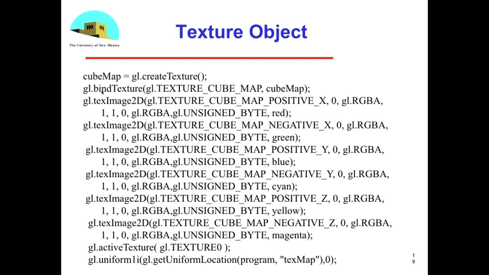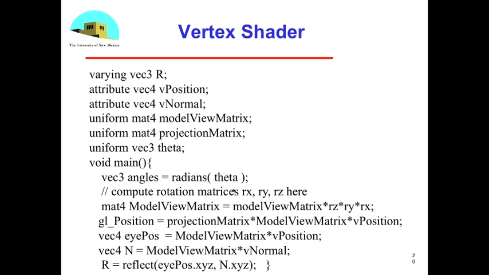I bind the texture image to say, okay, I'm creating a new texture. I bind it, then I define 6 images instead of 1, and here it's telling you it's a 1-by-1 image. And then I make active texture unit 0, and then I use a uniform variable to link that to something called text map back in the JavaScript file. So this is the JavaScript file connecting it to the fragment shader where it's called text map. Okay, what do the shaders look like? Well, let's take a look at that.